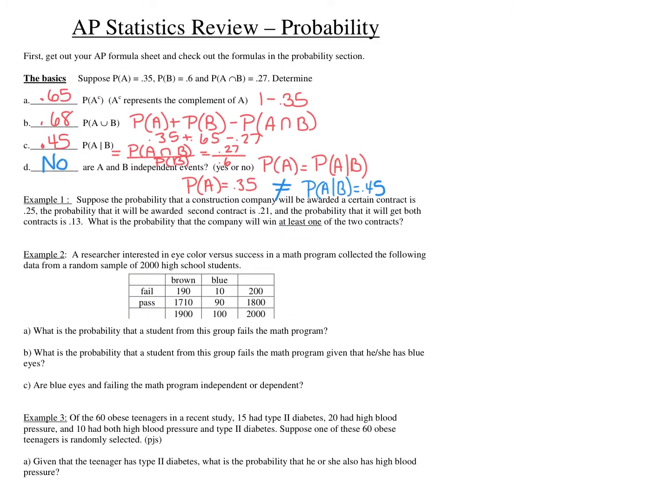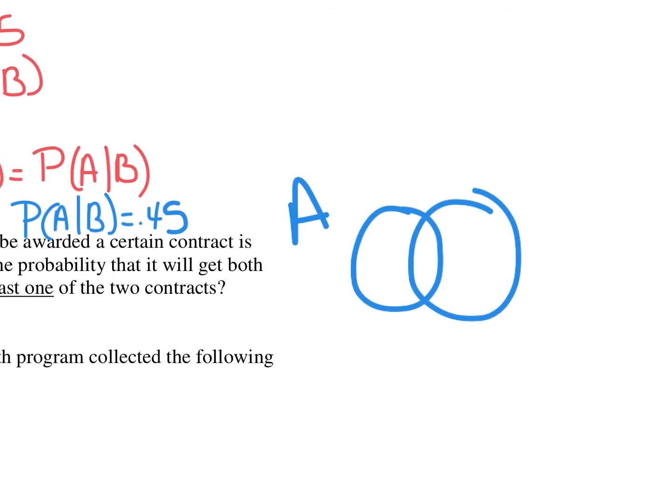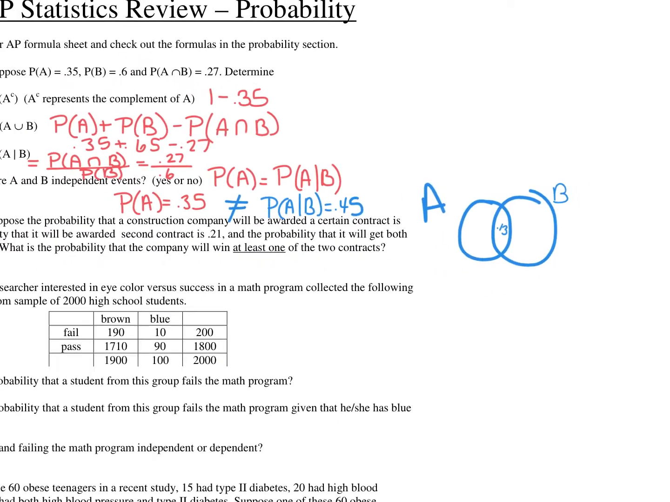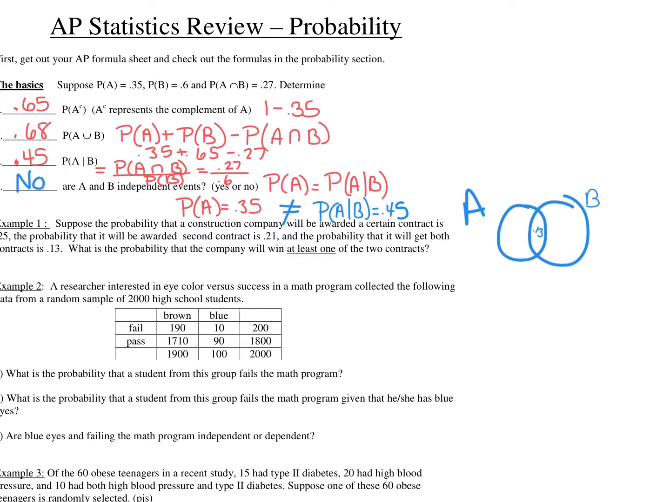Okay, so I'm a visual learner, so I make a picture. So the one contract I'll just say is contract A, which is 0.25. Actually, you know what? I start in the middle. Okay, so I'm going to say it's 0.13 for both to happen. And I'm told that it's 0.25 for the one, so that means 0.12 is here, because it's got to add to 0.25. And the second one is 0.21, so this would be 0.08 over here.